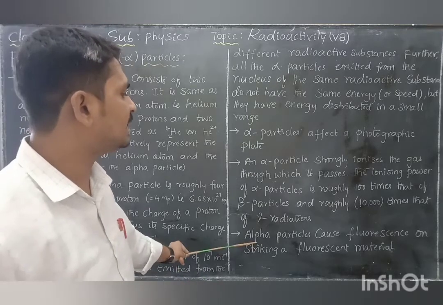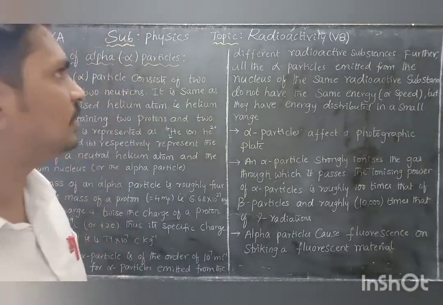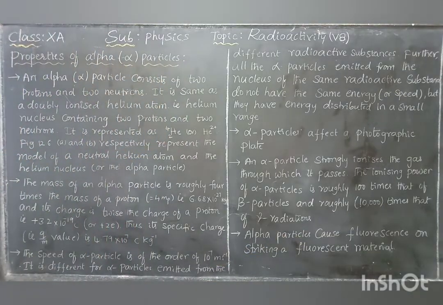Next, alpha particles cause fluorescence on striking a fluorescent material. Fluorescence means nothing but emitting light. Whenever alpha particles move through a fluorescent material, it causes fluorescence, meaning light is emitted.